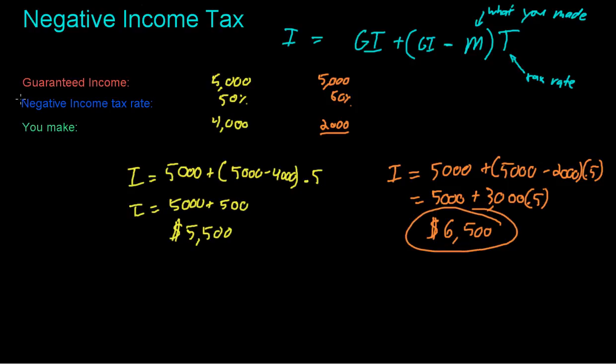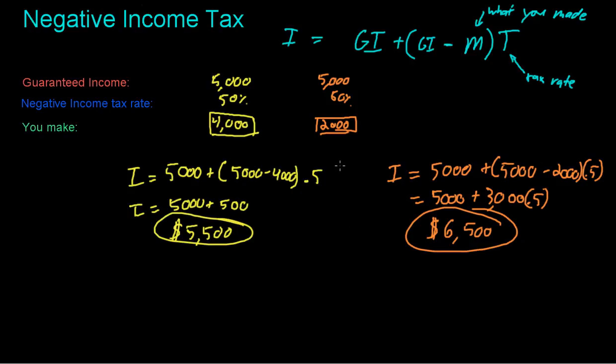So the person that made $4,000 ended up getting $5,500, and the person that made $2,000 ended up getting $6,500. That seems kind of messed up, right? The person that actually made less money that year ended up getting more.